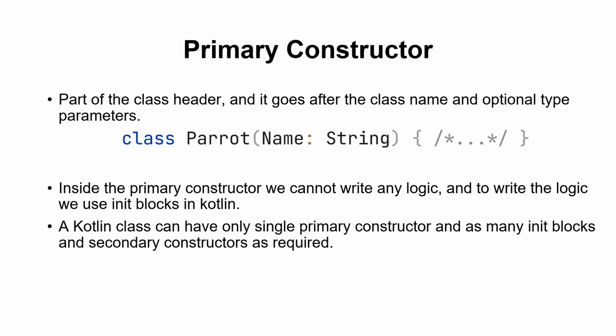The primary constructor in Kotlin is a crucial part of the class header, positioned after the class name and optional type parameters. For instance, look at the code example here. It is important to note that inside the primary constructor, direct logic cannot be written. To address this limitation and incorporate initialization logic, init blocks are employed in Kotlin. Furthermore, a Kotlin class is restricted to having a single primary constructor, but it can include any number of init blocks and secondary constructors, providing flexibility for additional logic and initialization needs.